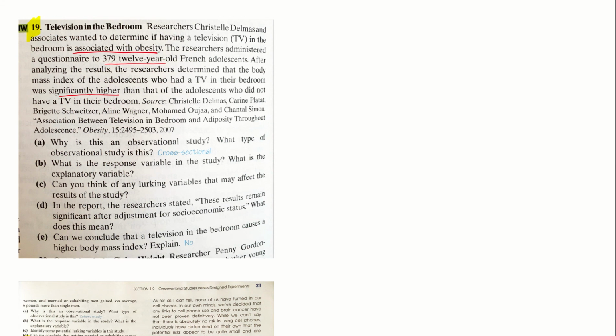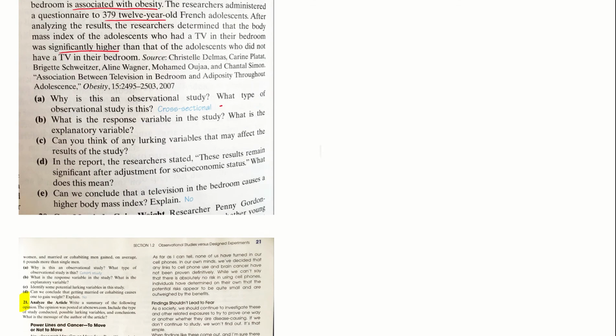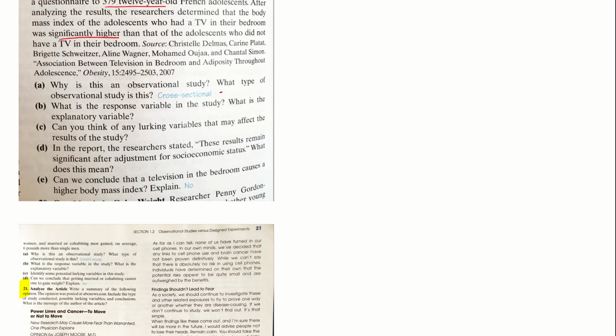Okay, this is what's called a cross-sectional study. That's when you just look at something right now. This is not as common a term as retrospective and prospective, but cross-sectional is where you're just collecting information about individuals at a specific point in time. All right, the explanatory variable is TV in the room. The response variable is maybe your weight, or actually it's your body mass that they looked at in here, right? Your body mass index, your BMI.